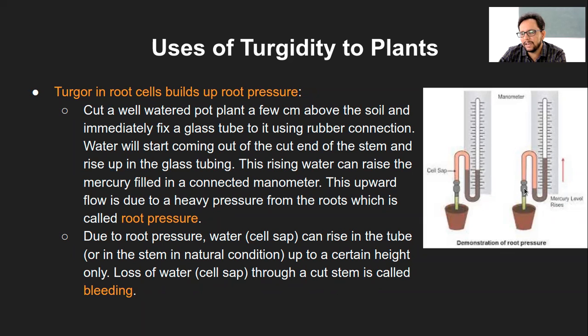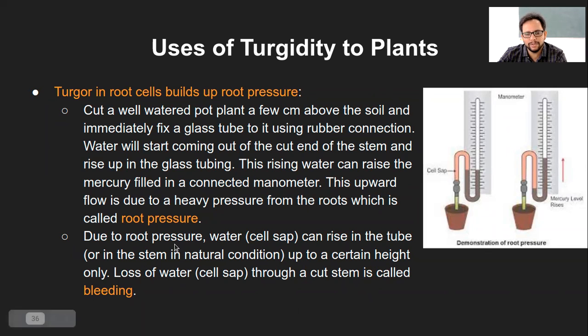Now, because there is continuous absorption of water, this water level goes down. So it will ultimately push the mercury upward, and that way there is an increase in volume. That is a direct indication that the stem or the roots are pushing the water upward into this glass tube, ultimately increasing the mercury level. That is just a simpler experiment to prove that there is something called root pressure.